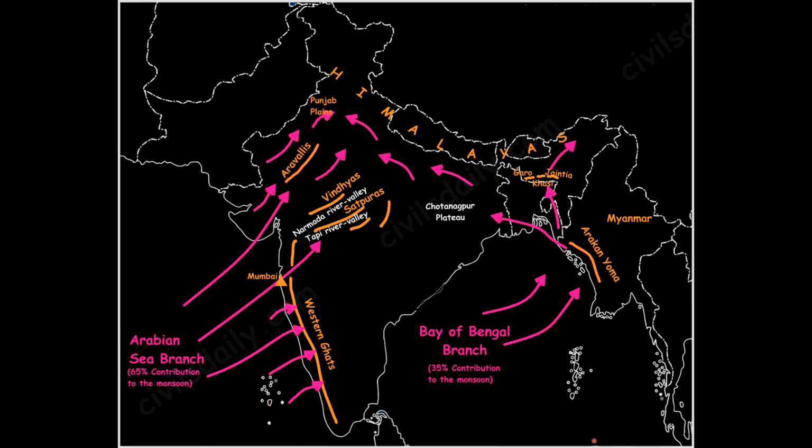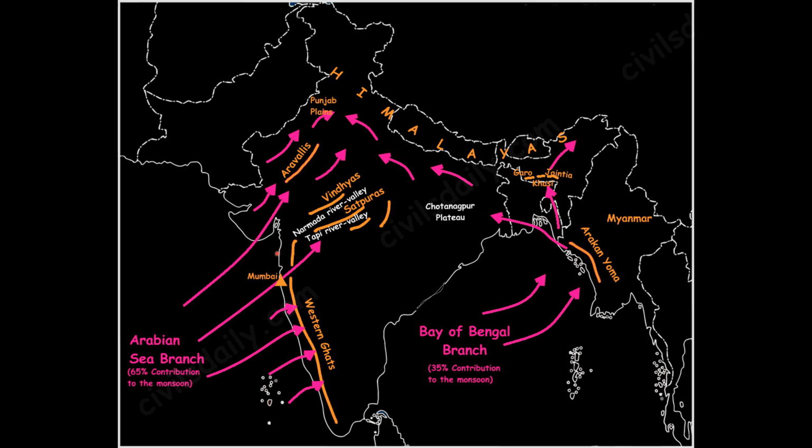Now let us learn about the rainfall conditions of the entire country. The Arabian Sea branch of the southwest monsoon strikes the western coast of India in Kerala on the 1st of June. The windward side of the Sahyadris receives very heavy rainfall. So here you can see the Western Ghats or the Sahyadris, and the western part of the Western Ghats receives very heavy rainfall.